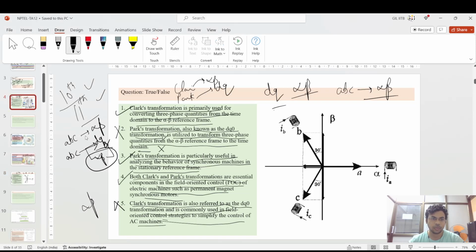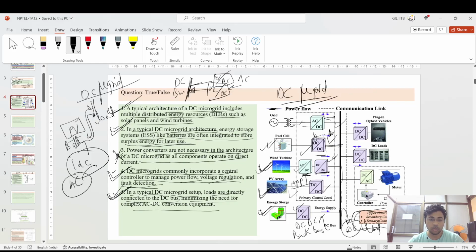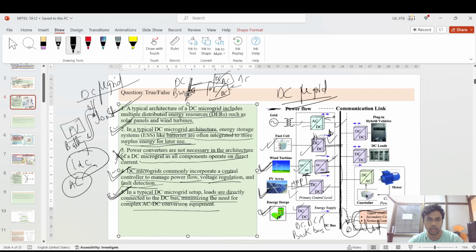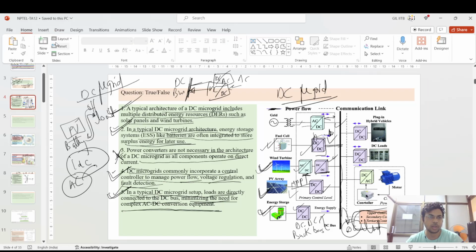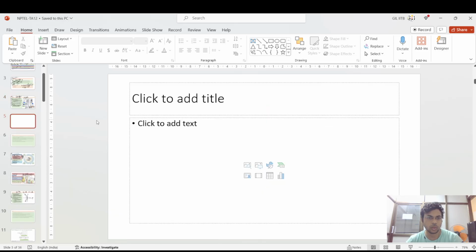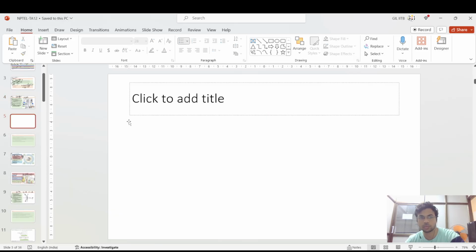Okay, let's jump to the doubt on one of the questions. Here in the fifth problem, one student has a doubt about how you connect these DC loads directly here. The fifth statement says that in a typical DC microgrid setup, loads are directly connected to the DC busbar, minimizing the need for complex AC-DC converter equipment. Let me take one slide for explaining this.